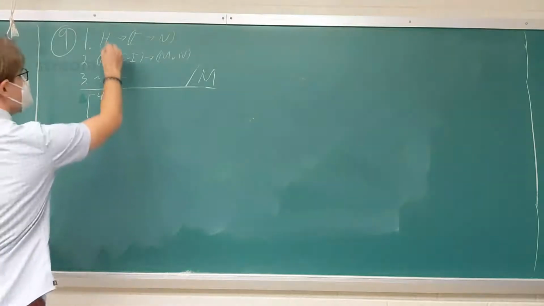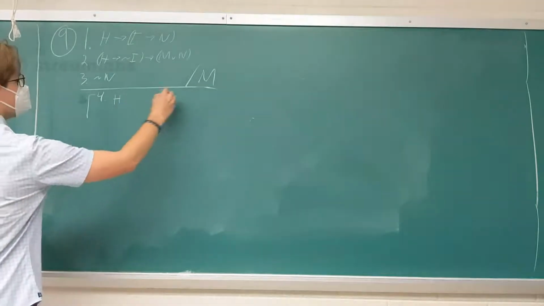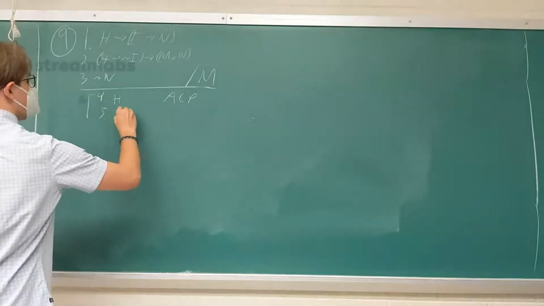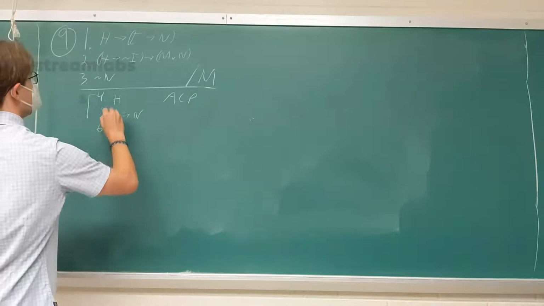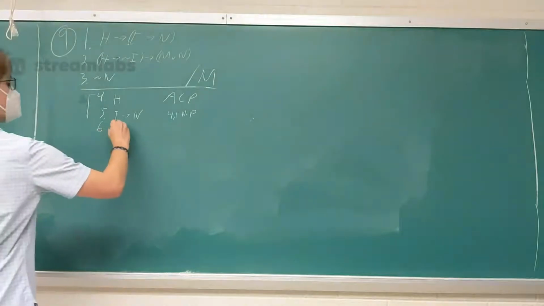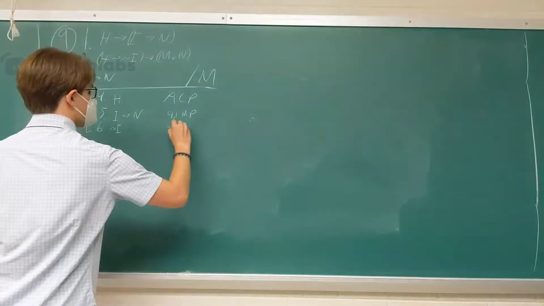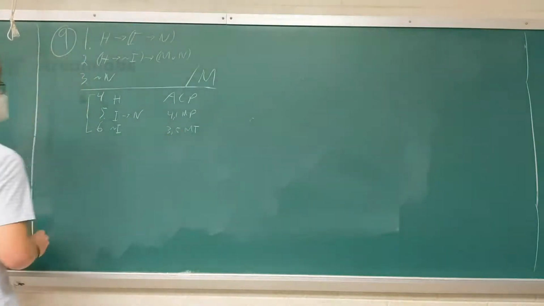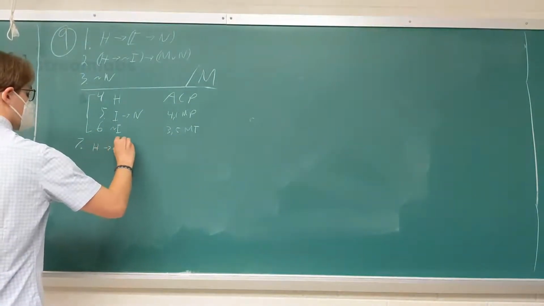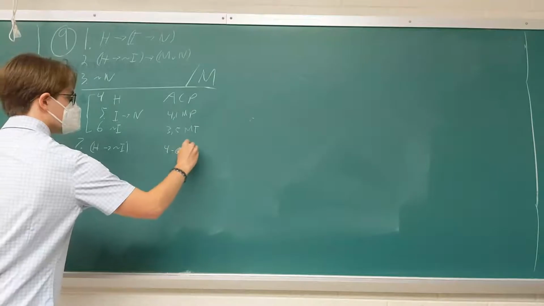So the first thing I'm going to do is assume H. And so then I get I, then N, using 4, 1, modus ponens. And then I can get not I from that because of 3, 5, modus tollens. And so now I can close this conditional proof, and I can get H implies not I, with 4, 2, 6, conditional proof.